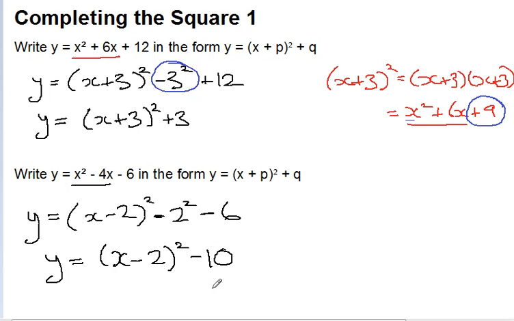Okay, so just to summarize that, I can take the coefficient of x, the number in front of x, and divide it by 2, and I instantly get this part. Then I can take away this number squared, and then I can just take away or add this number at the end just to complete the process. Hope that helps. Go to the next video and you'll see more.